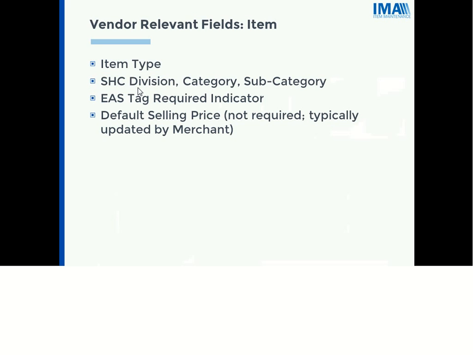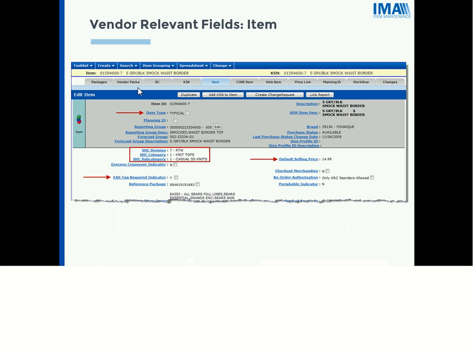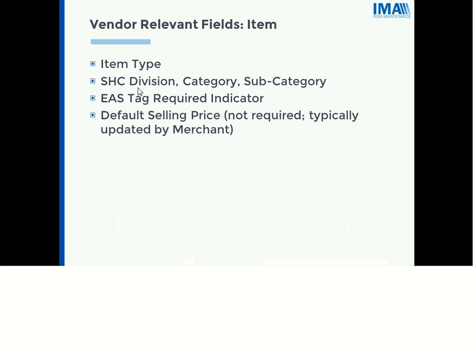So the vendor relevant fields on the item tab. You have your item type, you have your SHC division, category and subcategory, your EAS tag required indicator, and your default selling price. And a note about the default selling price, it's not actually required, but I know a lot of vendors like to enter it, so that's why I have it listed on there. But just know that it will typically be updated by the merchant.